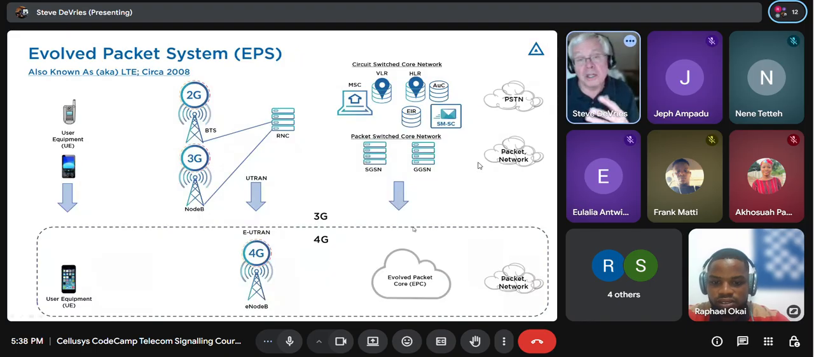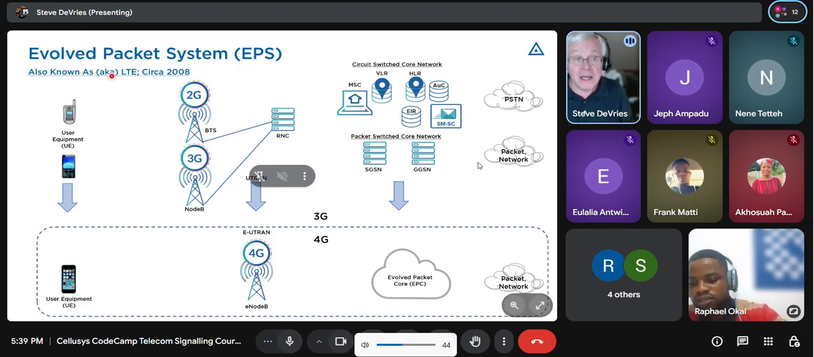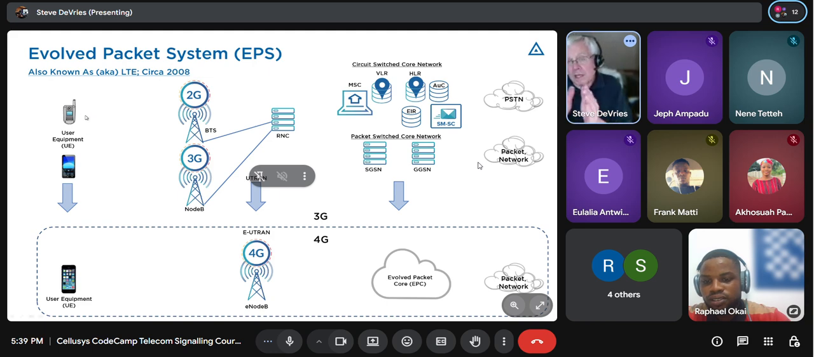So there was a new architecture, and that was the fourth generation. The fourth generation was called the EPS, or the Evolved Packet System, also known as, that's what AKA is, also known as LTE, and the time frame is roughly 2008, 2009. So again, like any generation, there's three main parts.